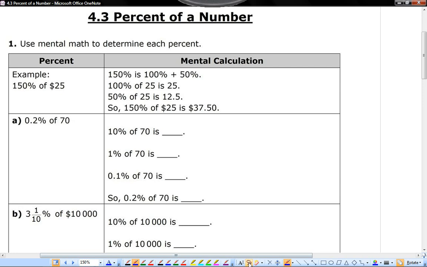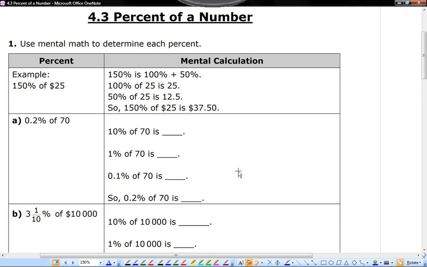So first off we're going to use some mental math to determine each percent. One example is given to us. If we want to find 150% of $25, we can realize that 150% is 100% plus 50%. So first of all, 100% of 25 is just the 25. 50% of it is half. So 150% is the full thing plus half of it added together. So 25 plus 12.5, which gives us 37.50.